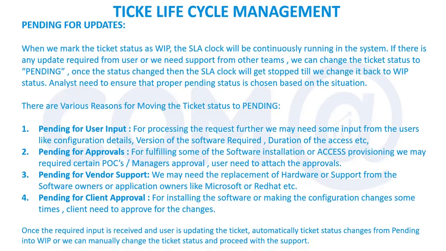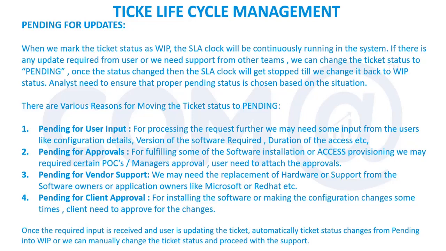Pending for updates. This is another important stage after the work in progress stage. This pending status is very crucial. Most of the time, end users complain that they are not happy about the way the ticket has been handled. Once the ticket is received in the engineer's queue, the engineer puts the ticket on pending, with or without providing the details of why they are putting the ticket in pending.